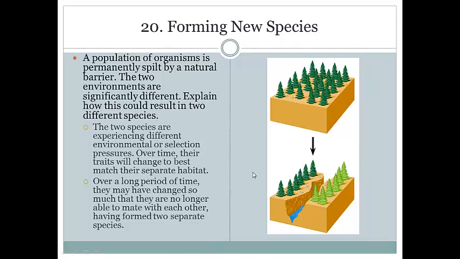Over a very long period of time, these two separate populations of trees may have changed so much they are no longer able to mate with each other. At that point, they're going to be two separate species.